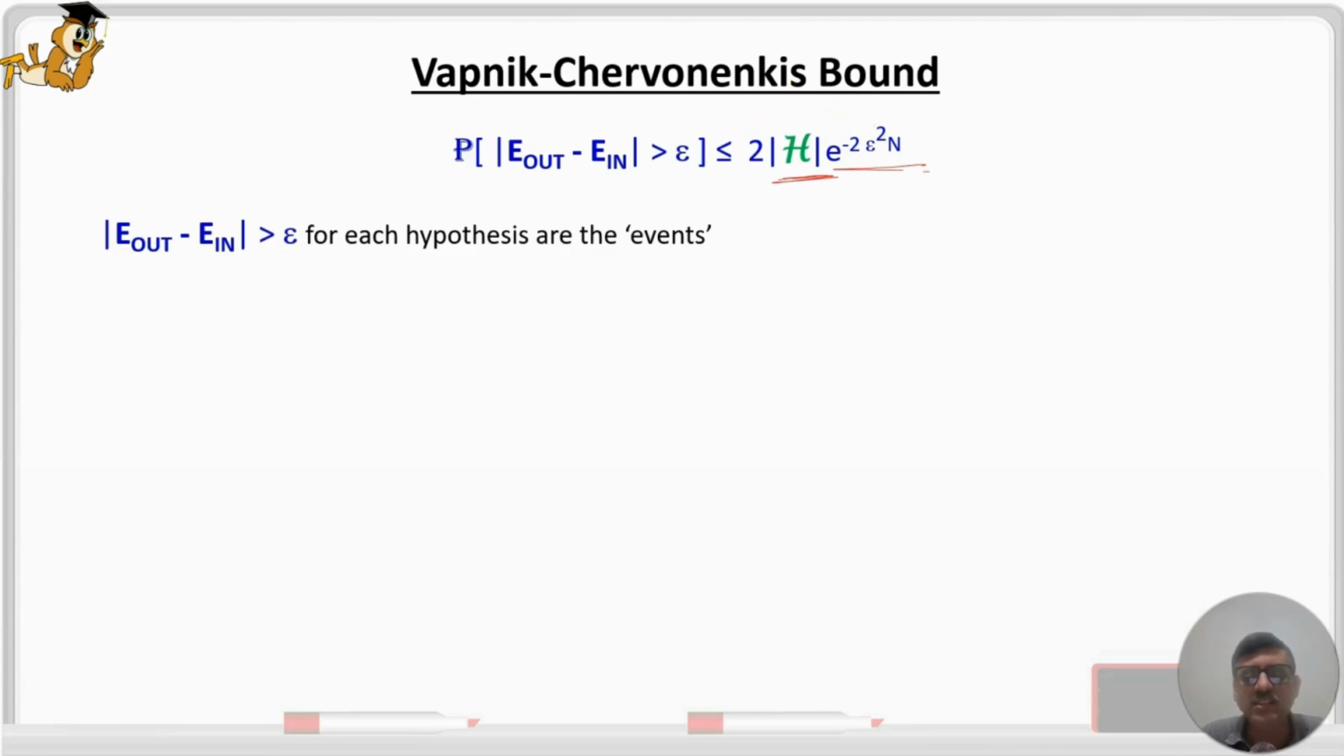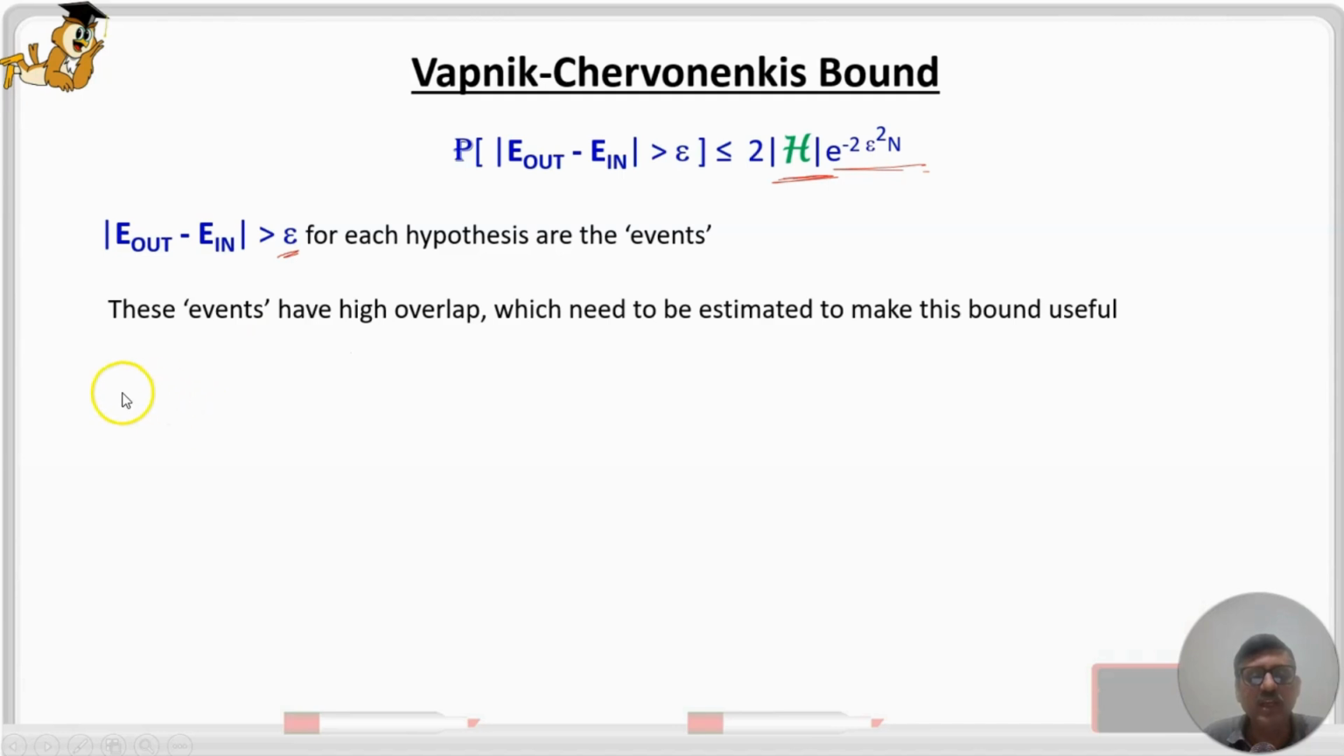What are the events that we are talking about? We are talking about the events that E out minus E in is greater than or equal to epsilon for each hypothesis, right? For each hypothesis, these are the events. These are actually the bad events. And we are estimating the probability of these bad events for each hypothesis. Okay.